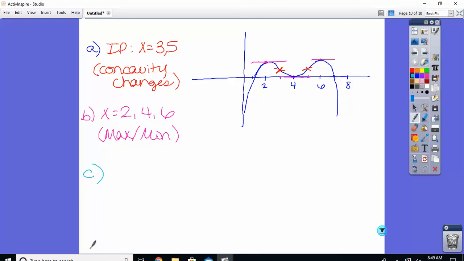The third case is, what if this is the actual second derivative? Where are the inflection points? Inflection points are where the second derivative is 0, so if this is the second derivative, it is 0 at 1, 4, and 7. Second derivative is 0 there.